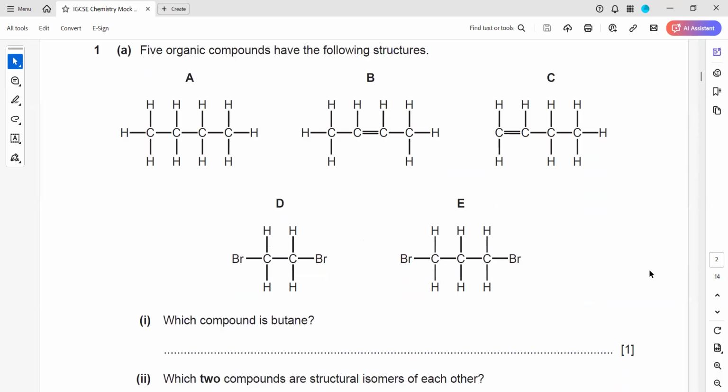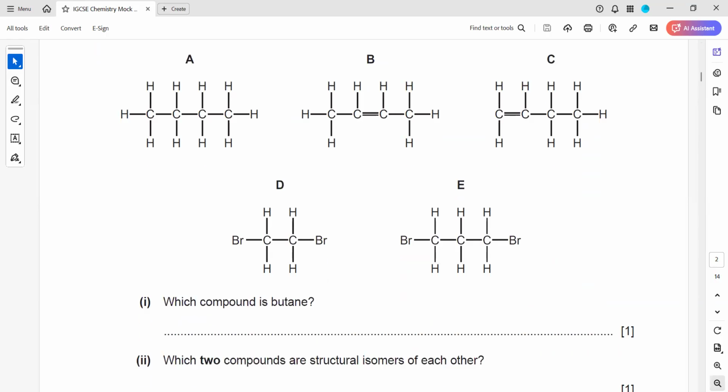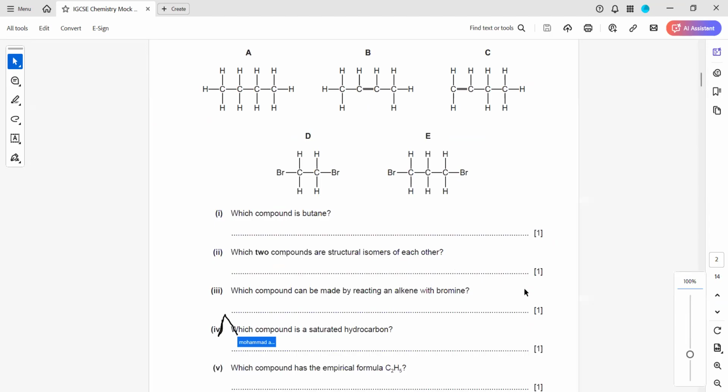Five organic compounds have the following structures: A, B, C, D, and E. The question is, which compound is a butane? But means 4 carbon atoms are there, and ane means they should have a single bond.